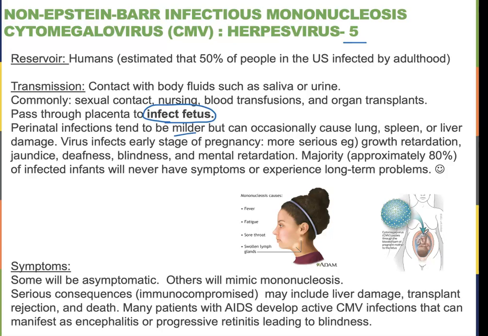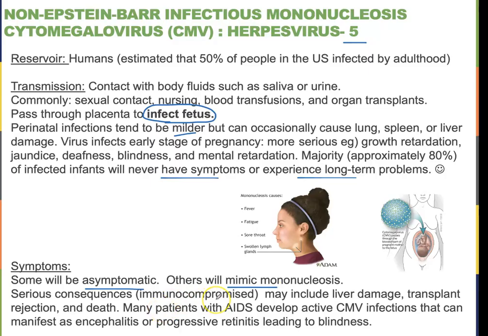The earlier you have very important organ formation going on, and that can lead to very serious complications like blindness, growth retardation, and then the majority, and that's good news, have very little symptoms, never have symptoms, or they never experience long-term problems. So it's just very few of these that will cause very grave problems for the baby.